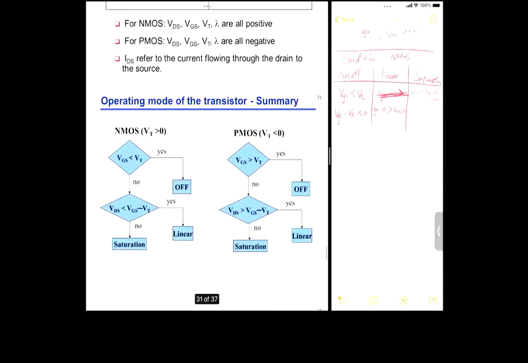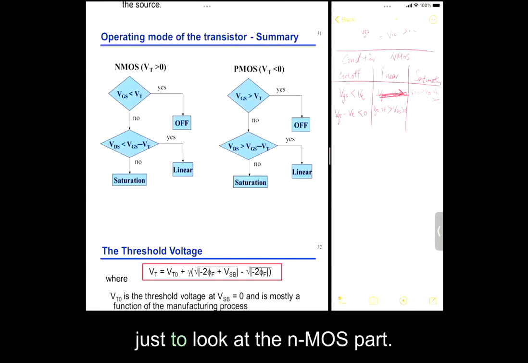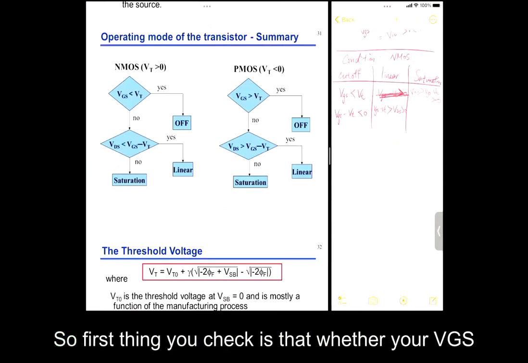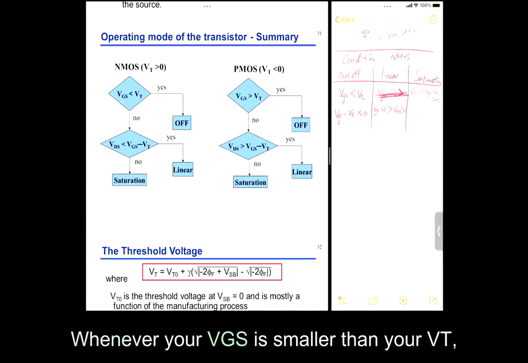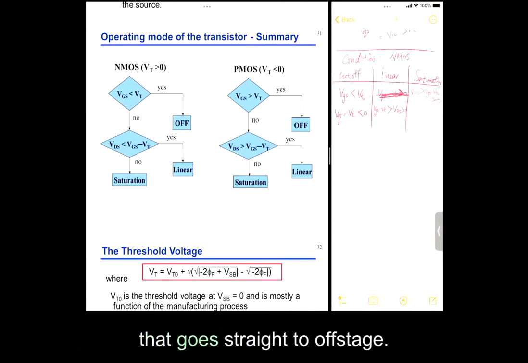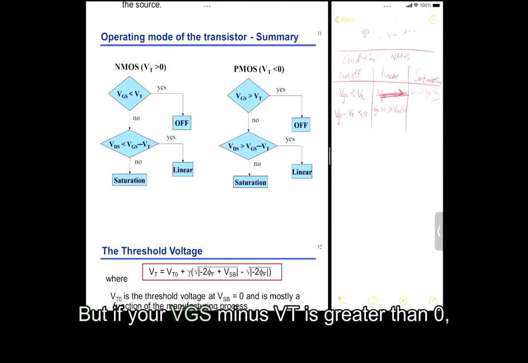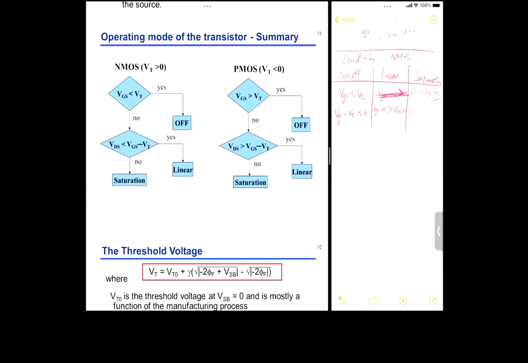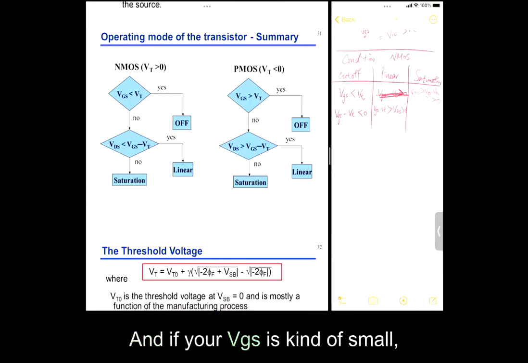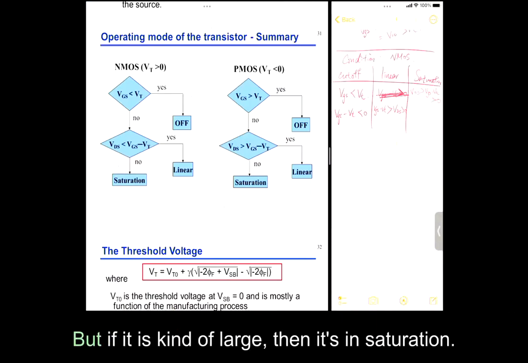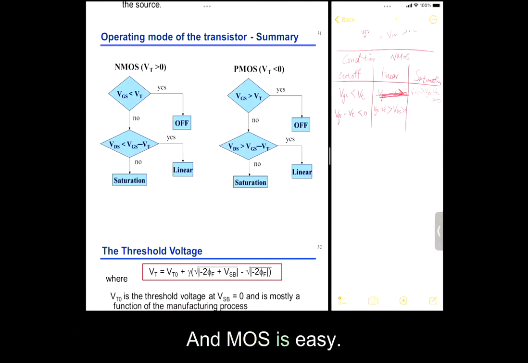You can look at this flowchart just for the NMOS part. First thing you check is whether your VGS is smaller than your VT. Whenever your VGS is smaller than your VT, go straight to the off stage. Then you're done, because it's off. There's nothing to do. But if your VGS minus VT is greater than 0, then you compare the voltage between your VDS and your VGS minus VT. If your VDS is small, then you know it's in linear. If it is large, then it's in saturation. It's not too hard, right? NMOS is easy.